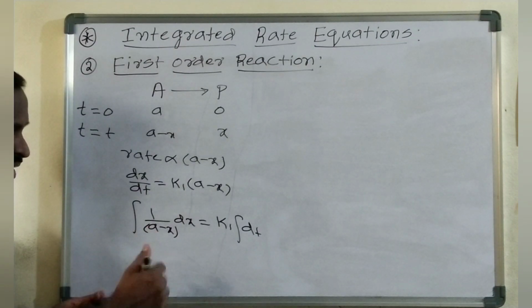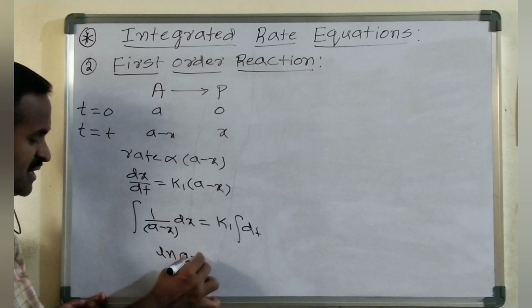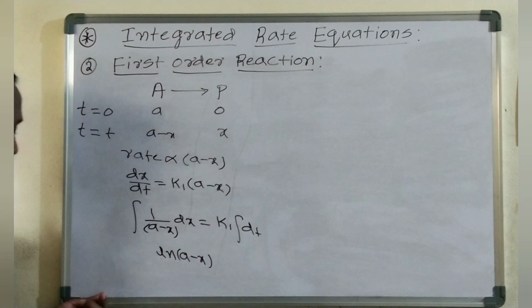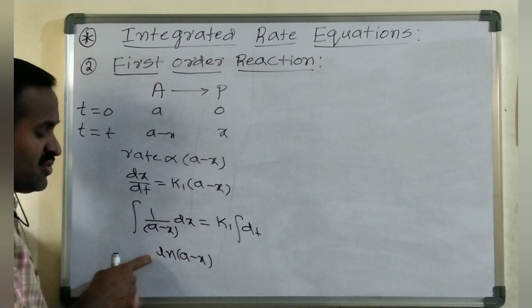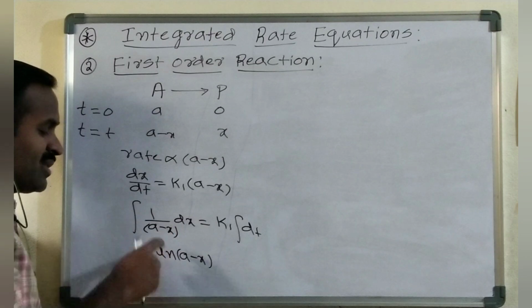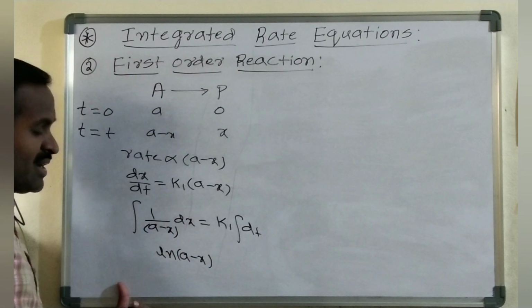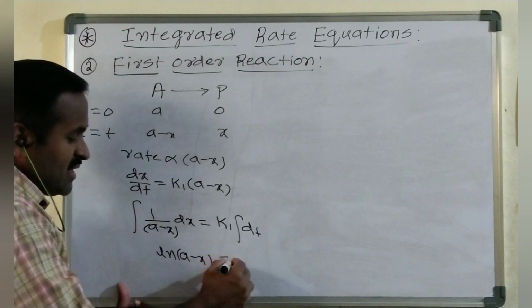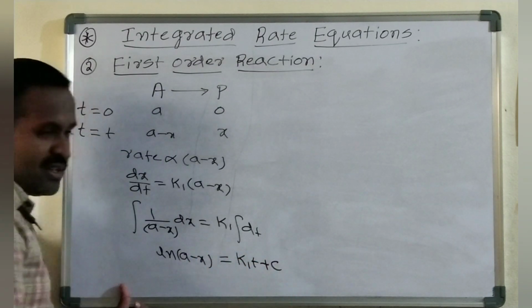Integration on both sides: the integration of 1 by a minus x is simply ln a minus x. Again, the integration of minus x gives minus 1, so minus minus becomes a plus. Directly I am writing minus ln a minus x, that is equal to k1 into t plus c, where c is a constant.